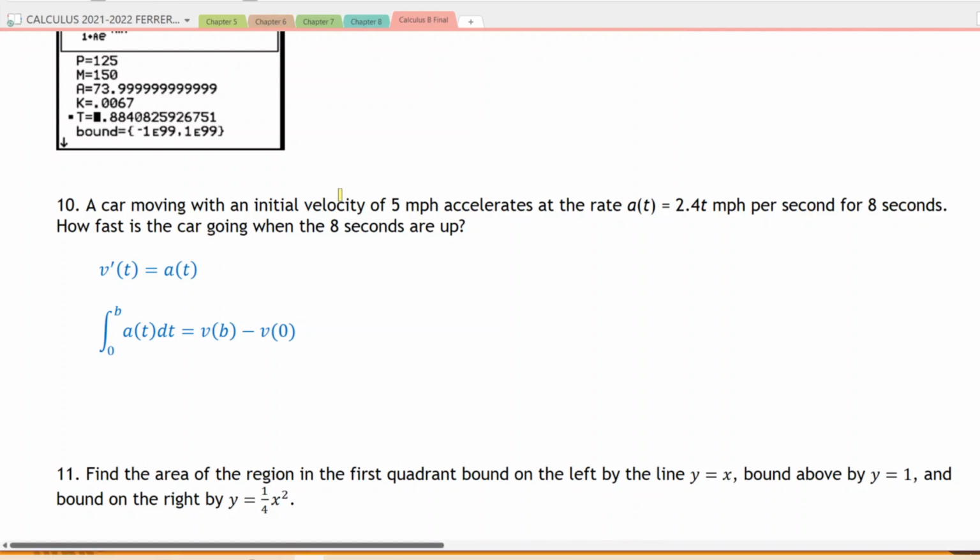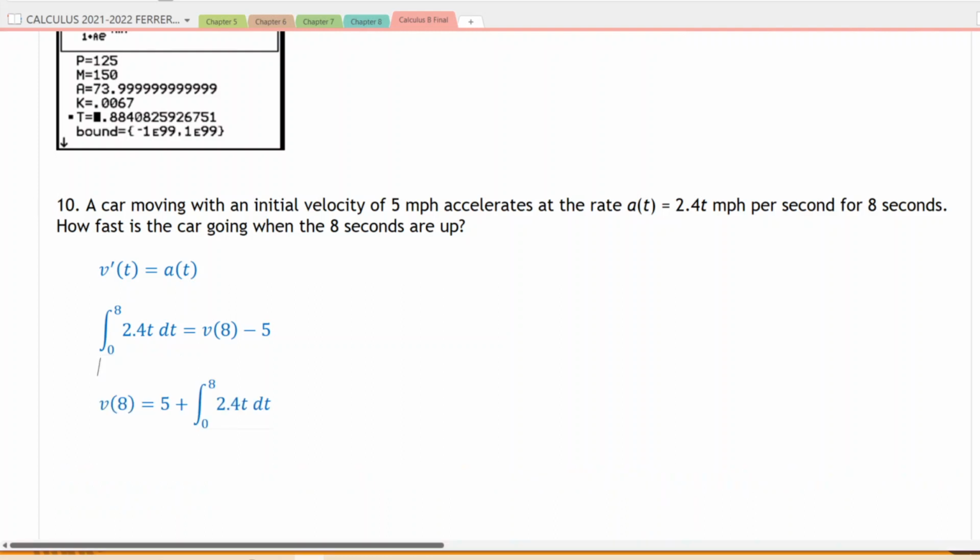Secondly, we want to know how fast a car is going when the 8 seconds are up. So if I want to do 8, I'm going to have to change b into 8. Again, I know that the initial velocity is 5 miles an hour, so I'm going to substitute 5 for v0. And the last thing I'm going to do here is put 2.4 t for the acceleration function. Okay, that's not the last thing I'm going to do. I'm going to solve for the velocity at 8.